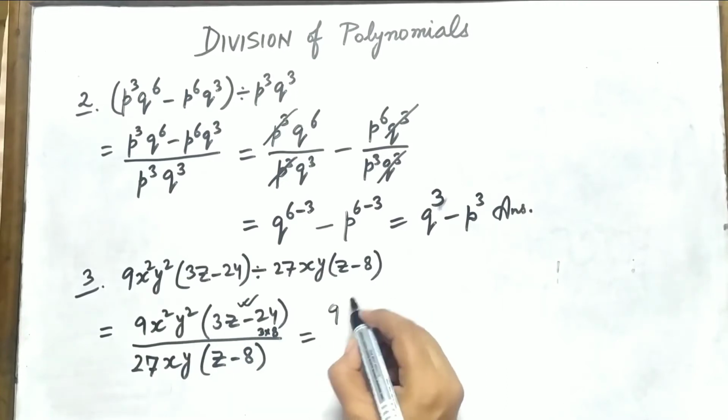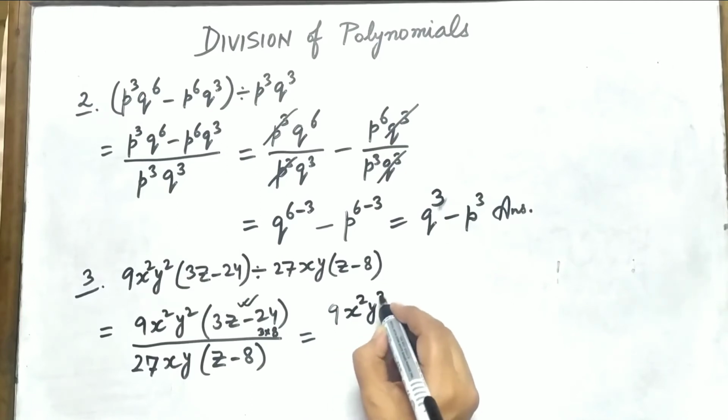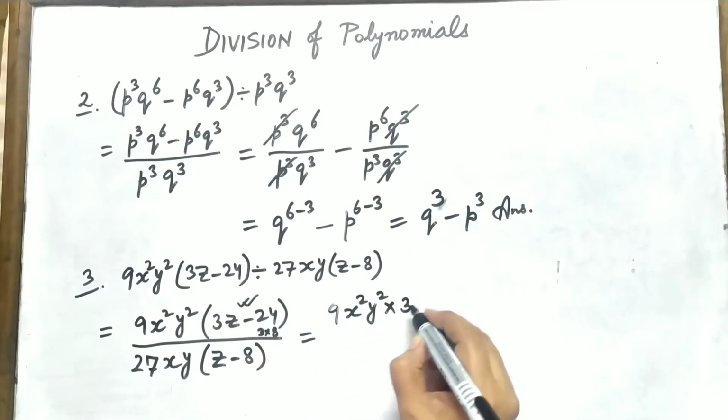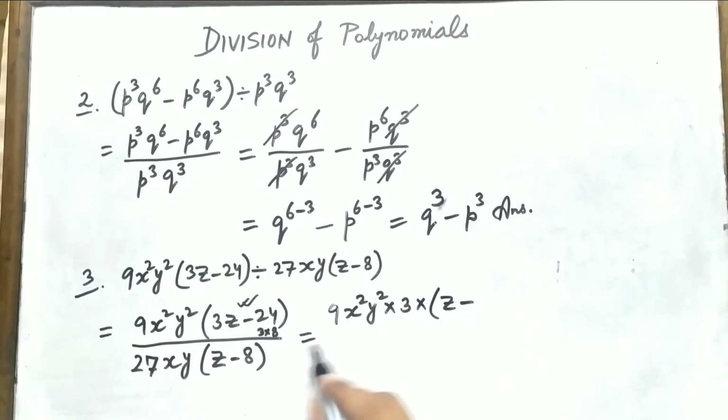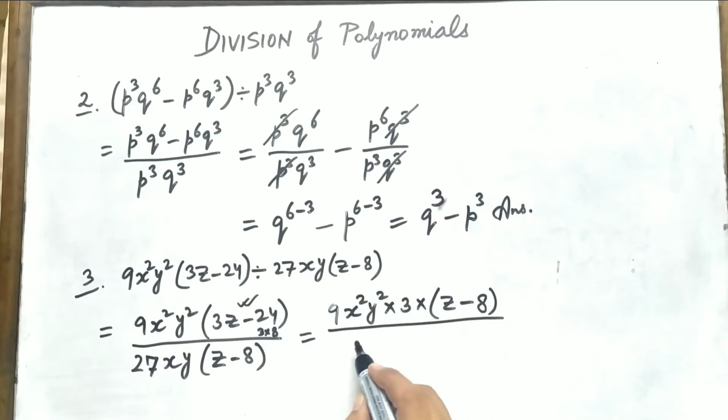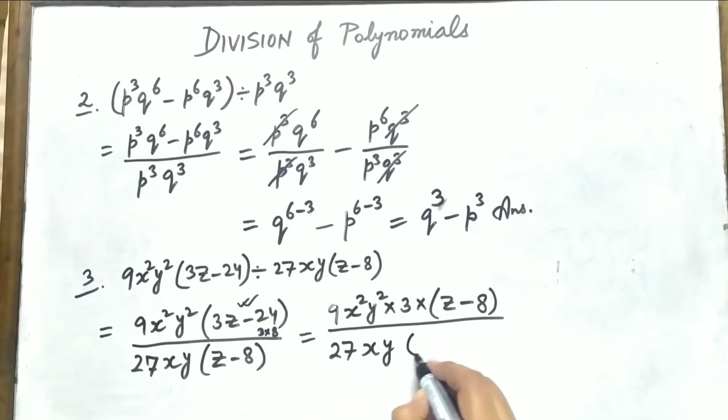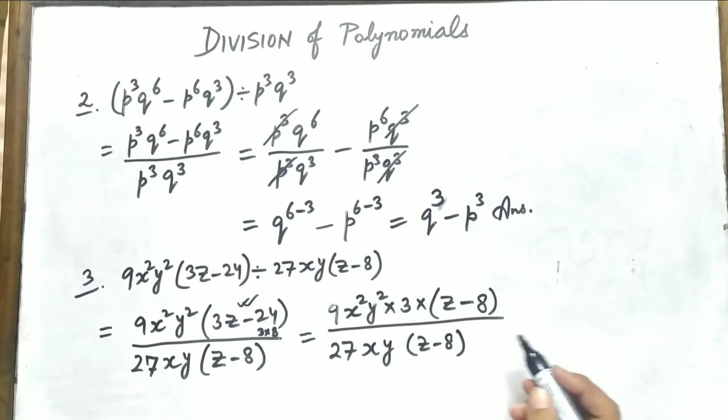We get 9x square y square into 3 common outside, and inside the bracket z minus 8. From 24, 3 is common outside the bracket and 8 is left behind. Denominator as it is, 27xy(z minus 8). Now we see these two terms are same and get cancelled.